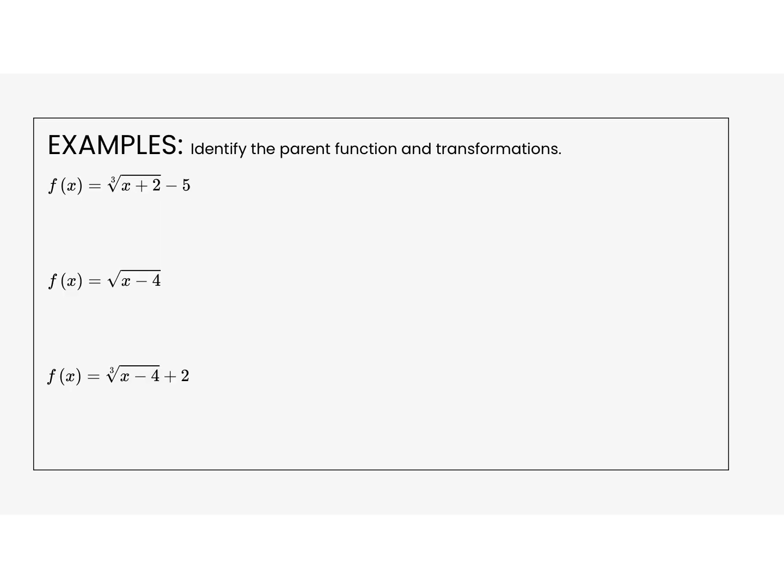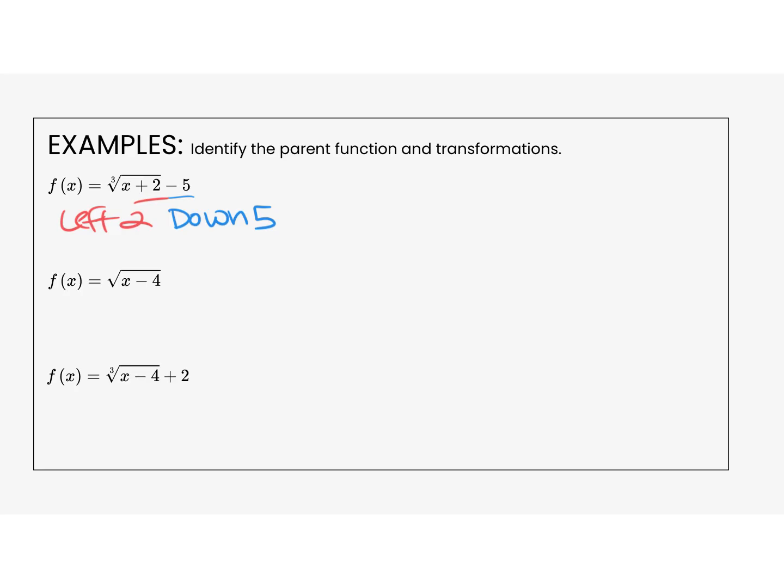So these first three, we're just going to walk through what these transformations would be. So I have the cube root of x plus 2 minus 5. So again, this negative 5 on the outside tells us we're going down 5. And then this plus 2 on the inside tells us we're going to go left 2.